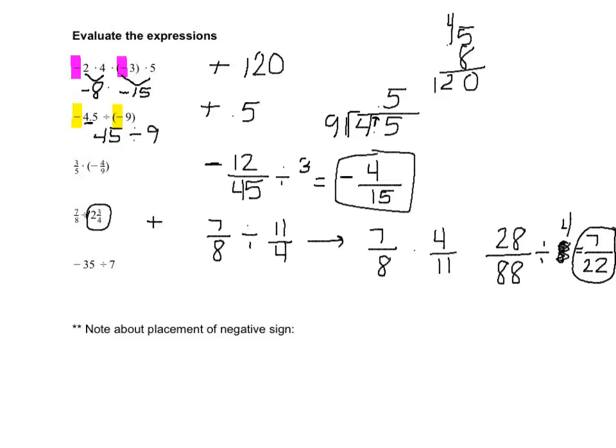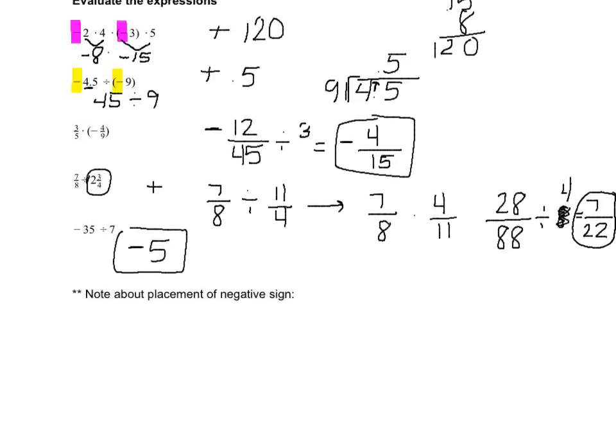The last one, two integers, a negative 35 divided by 7. I have one negative number, so my answer is going to be negative, and 35 divided by 7 is 5, so negative 5.